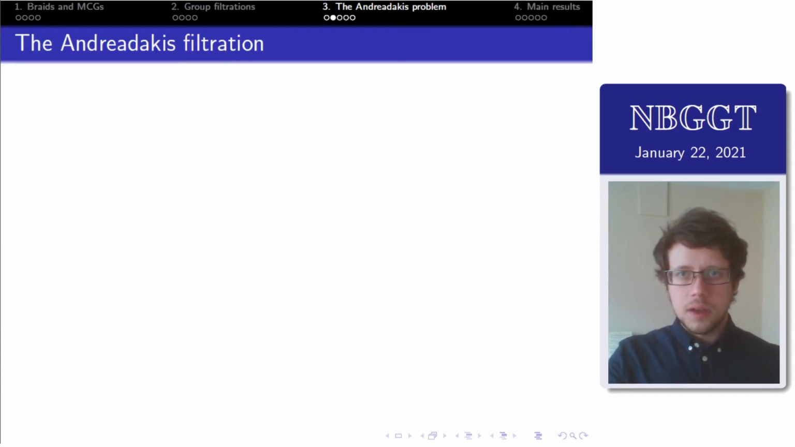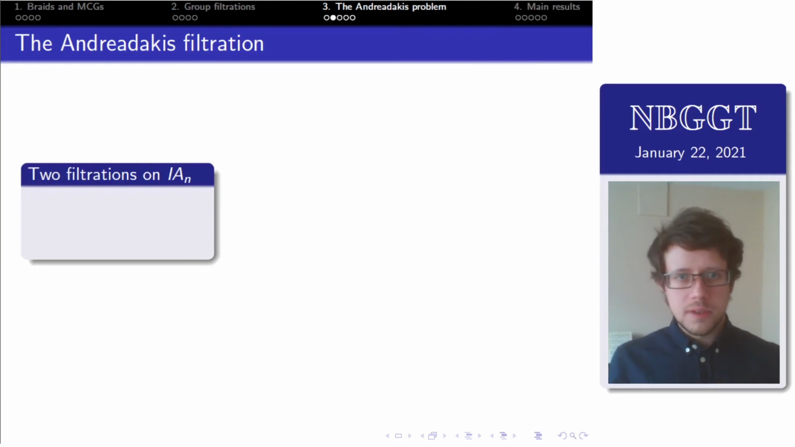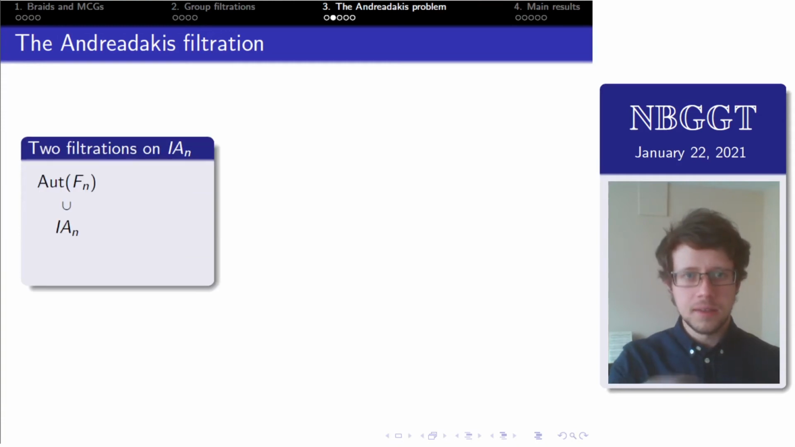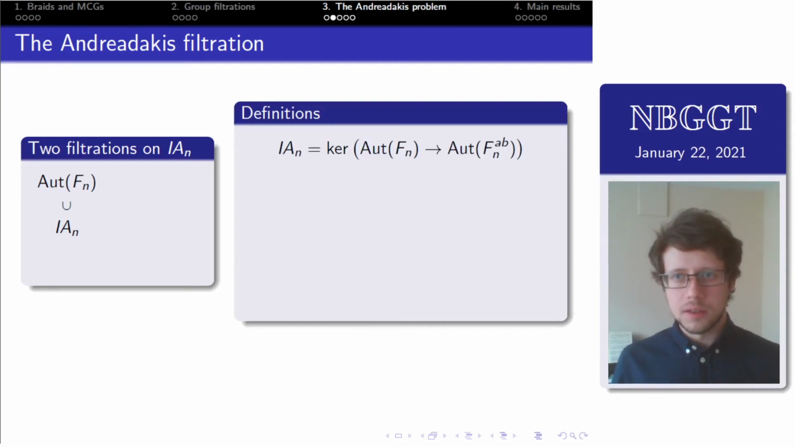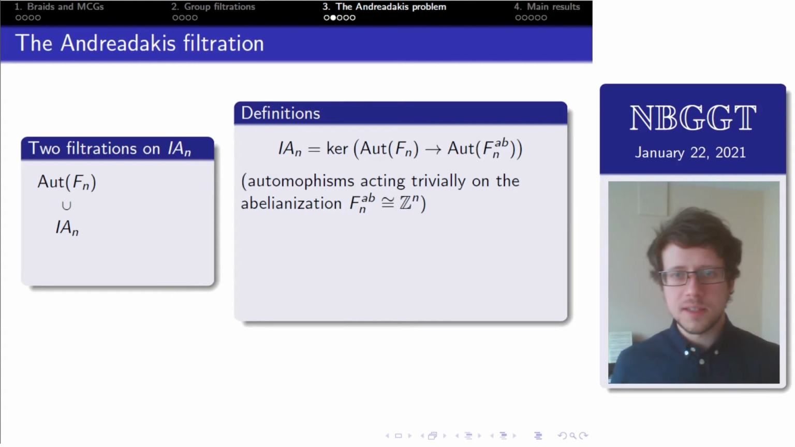So the Andreadakis filtration first. It is a filtration not directly on the whole group of automorphisms of the free group, but on a subgroup which is denoted by IA_n. So this subgroup is this kernel, which means that these are automorphisms acting trivially on the abelianization. IA is for identity on abelianization.